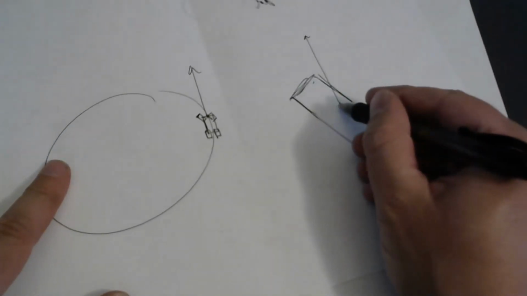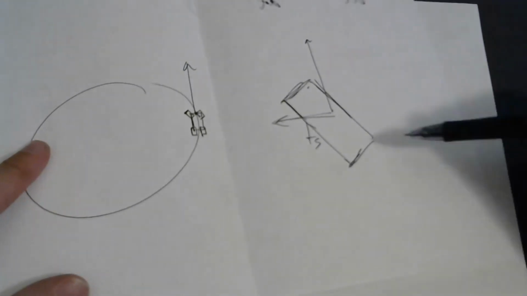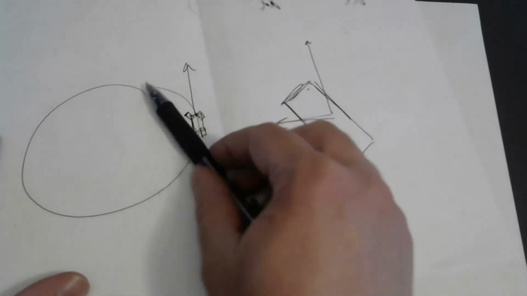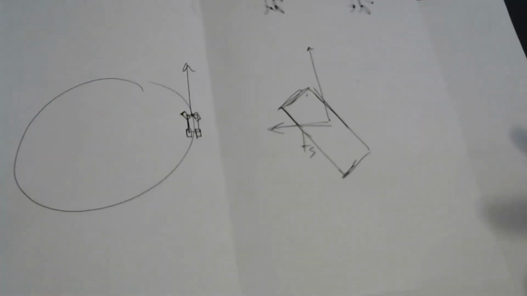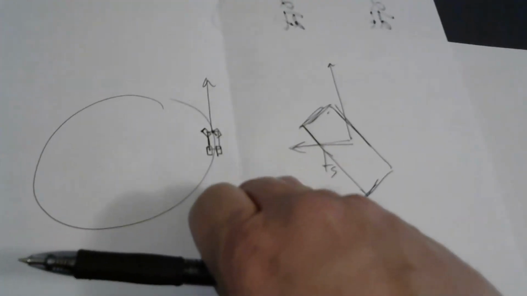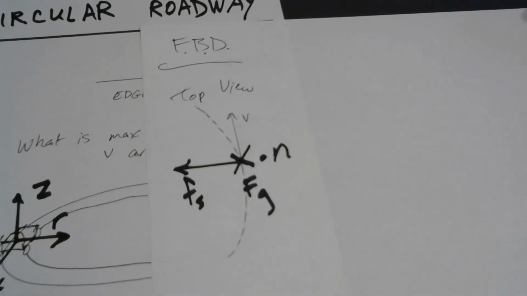Hopefully you sense that it is possible to get a static friction force towards the center of the circle because of the fact that those wheels are tilted. Now, you don't really have to be intuitive about all that. You don't have to be able to imagine that. You just need to make the assumption that the static friction force does point towards the center.